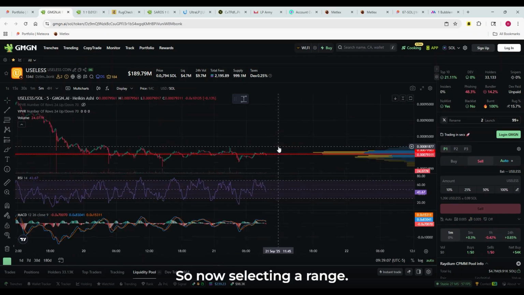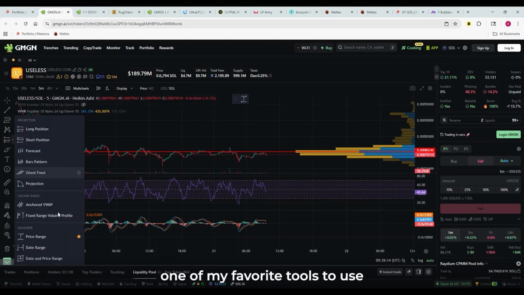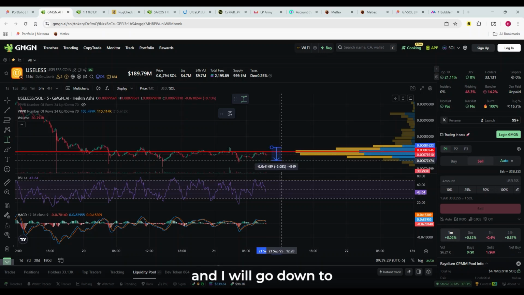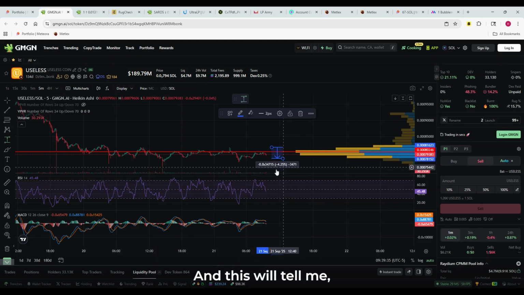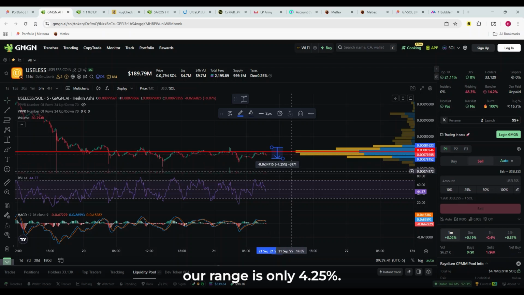Okay, so now selecting a range. How would I do that? Well, one of my favorite tools to use is the price range measurer. I'm coming straight here and I'll select that. And let's see, I like this volume right here. So I'm going to click and I will go down to about right here. And this will tell me from the top of my range to the bottom of my range is only 4.25%. So that may be how you want to start.